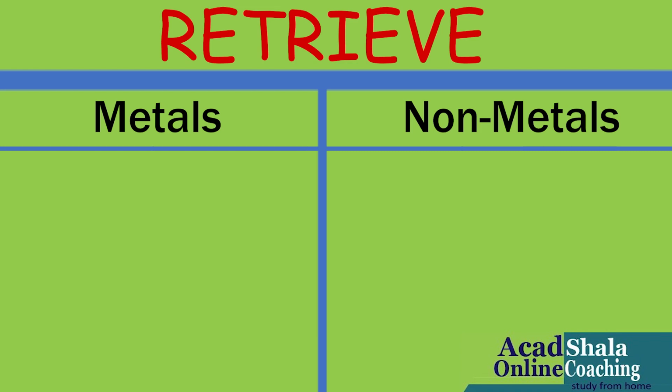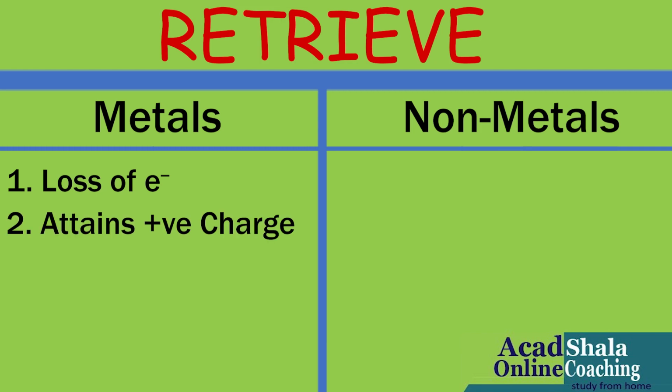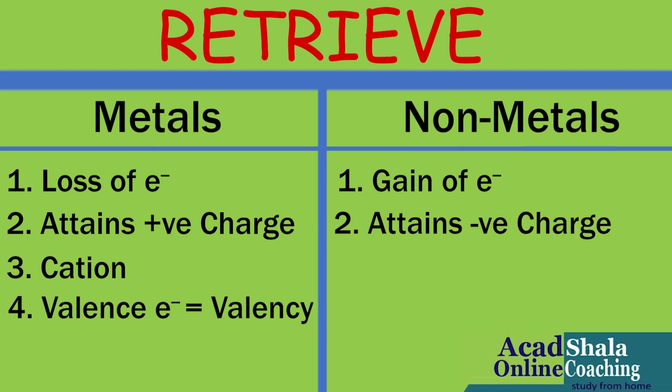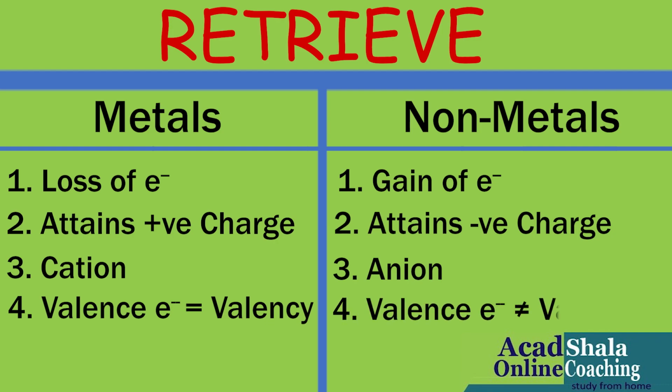Now before starting anything, I need to revise some concepts based on metals and non-metals. In the case of metals, when there is a loss of electron, it attains a positive charge. It is said to be a cation, and in the case of metals, valence electron is equal to valency. Whereas in the case of non-metals, it will gain electron. It attains a negative charge. It is said to be an anion, but in the case of non-metals, valence electron is not equal to valency.